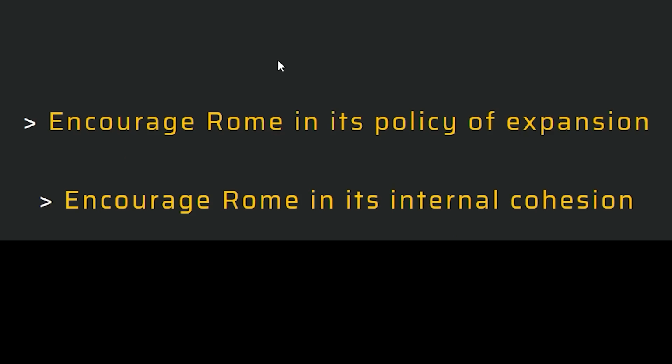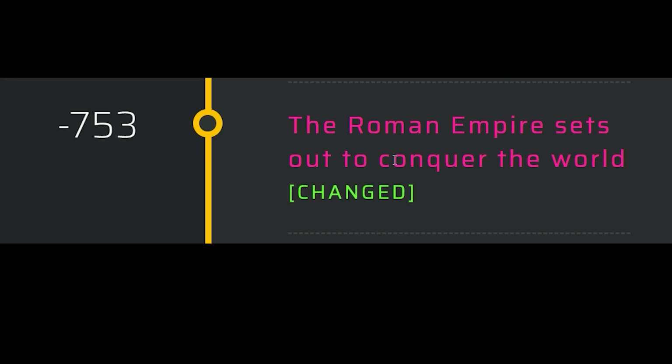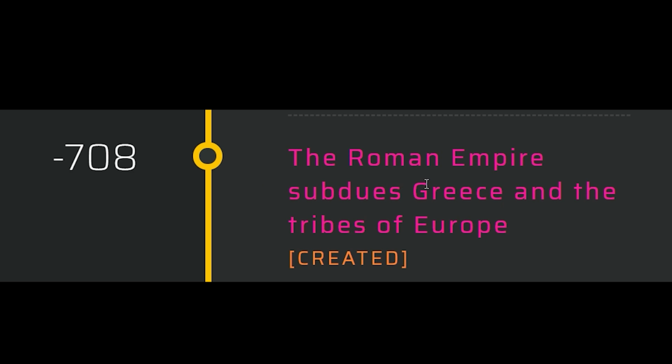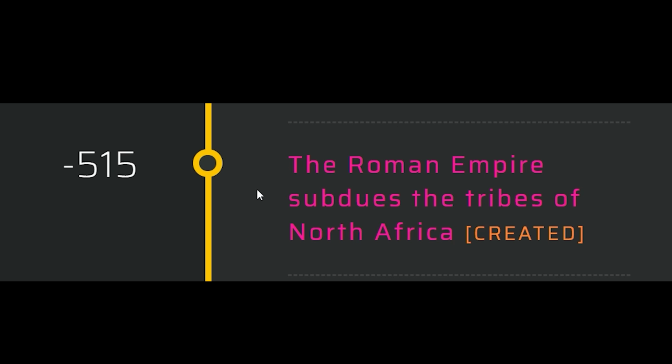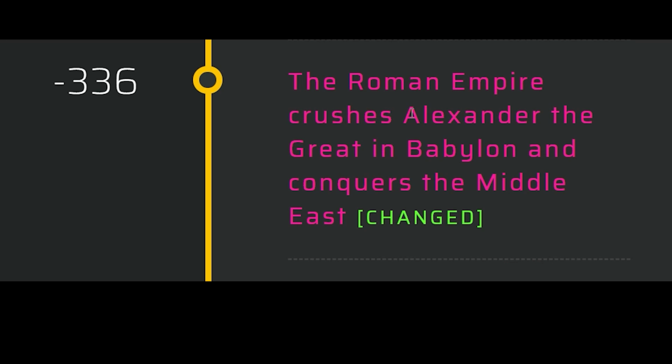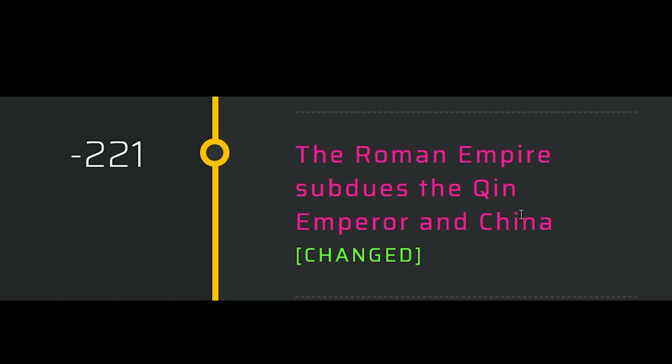Okay, so do we want to encourage Rome in its policy of expansion or encourage Rome in its internal policy? All right, well, let's just go ahead and continue to ruin things and make them even bigger. So negative 753, the Roman Empire has decided to conquer the world. The Roman Empire takes out Greece and subdues tribes in Europe. Roman Empire subdues the tribes in North Africa. Okay, pretty normal so far. Oh my goodness, the Romans have crushed Alexander the Great in Babylon. Okay, that's not normal. So the Romans have risen way faster, I see. And they're now in China.